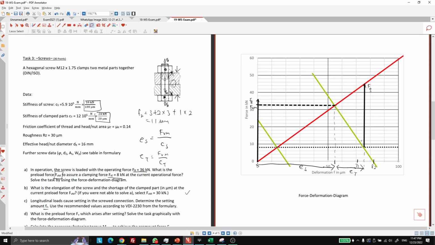71 is around here. So I'll copy this line again. I'll move it 71, and this cross section over here will be my FV. That simple. All right, so FVM is found, which is around 33 kilonewtons, and FV is also found, which is around 28.5, I say, kilonewtons.